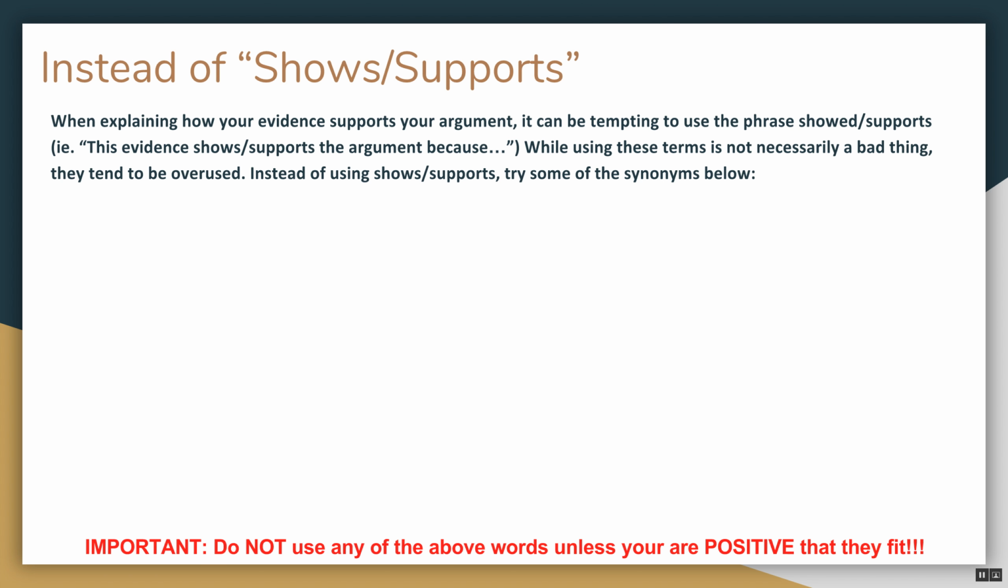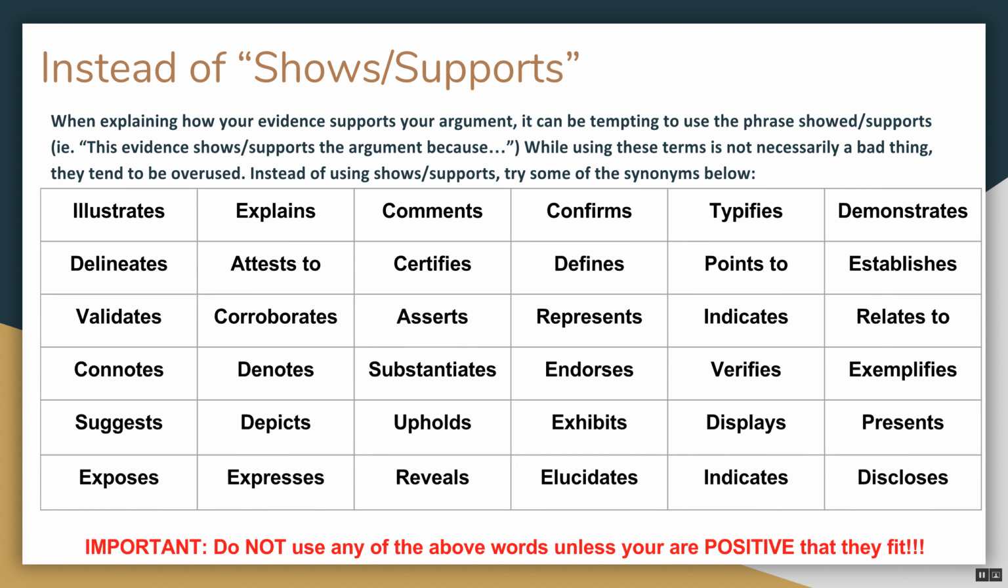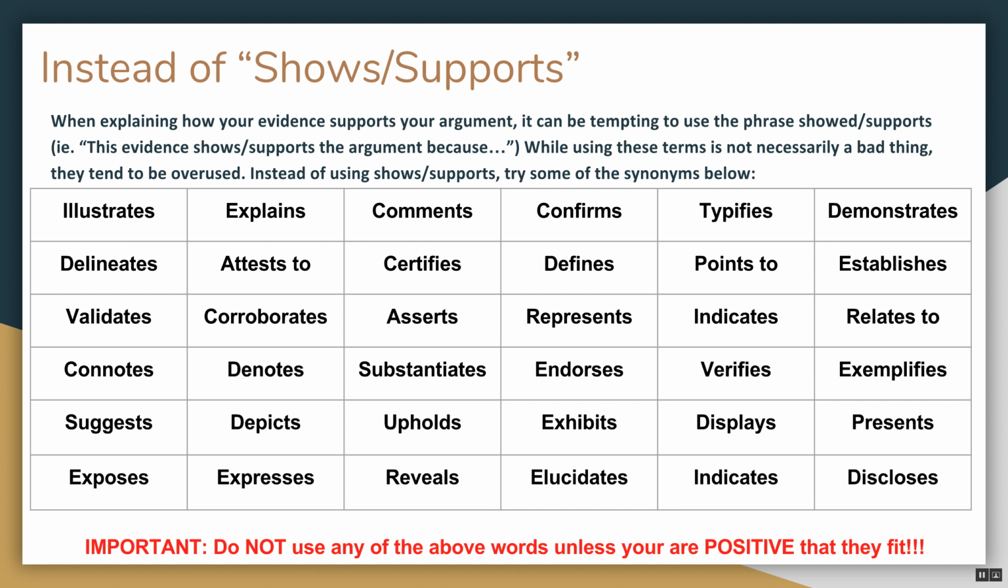Okay, moving on. Instead of saying shows or supported or supports, we want to use some more colorful language. So sometimes students will say, this evidence supports the argument because. And that's nothing wrong with that, but if you use that over and over and over again, it gets really boring. Kind of like the said word. So let's see some other options instead of saying shows or supports.